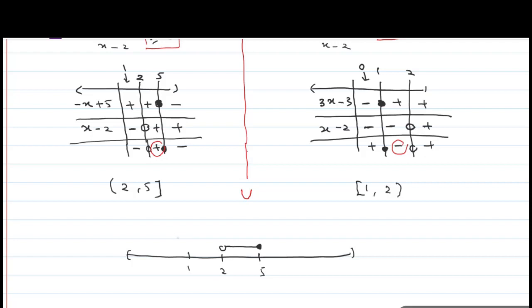For the second, we have from 1 to 2. So we are going to find the union. Union means we are going to shade all the interval. So remember here, the interval is disconnected at 2. So the final conclusion is the solution is from 1 to 2 union 2 to 5.